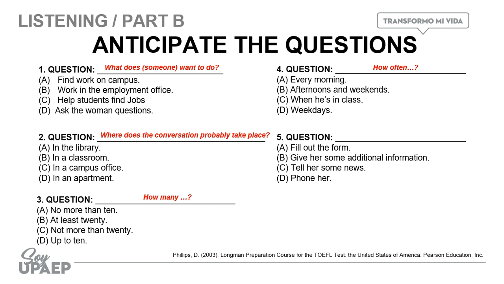Okay, so let's try to anticipate the question. So we have A, fill out the form. B, give her some additional information. C, tell her some news. D, phone her. So in this case, the question could be something like what to do. For example, what does the woman ask the man to do?